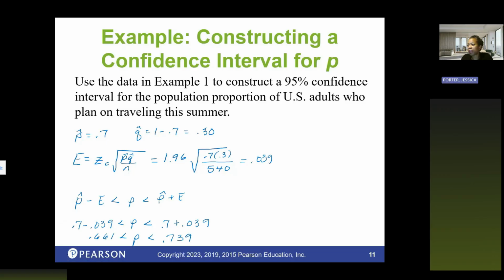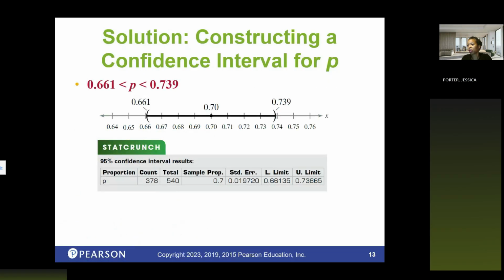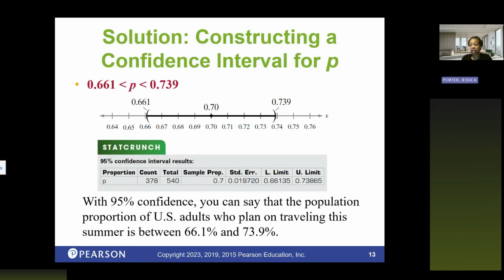And so what does that mean? With 95% confidence, you can say that the population proportion of US adults who plan on traveling this summer is between 66.1 and 73.9%.